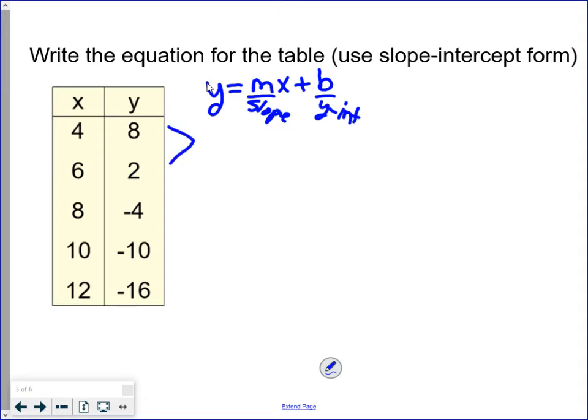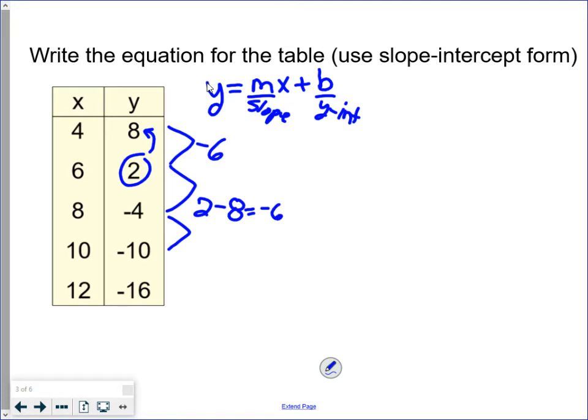We look at our table and we see what is happening to y. What is the change in y? What is happening every time? We can see that we are subtracting 6. If you can't tell that, you can take the second number and subtract the first number, and we can see that 2 minus 8 is negative 6.